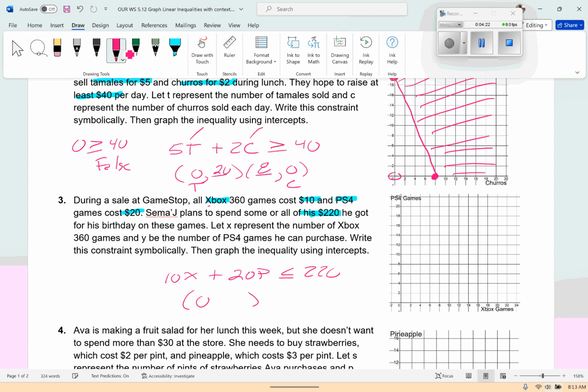Again, this is a cover method problem. So 0 comma blank, blank comma 0. This is an X value. This is a P value. If I cover this up, this becomes 11. So 0 comma 11, which is right about there. And then this is a P value. So 10 times what number gives me 220, which is 22. 22 is over here. And we have a solid line. You pick 0, 0 as a test point. This becomes 0. This becomes 0. Is 0 less than or equal to 220? The answer is true. So I'm going to shade underneath our line.